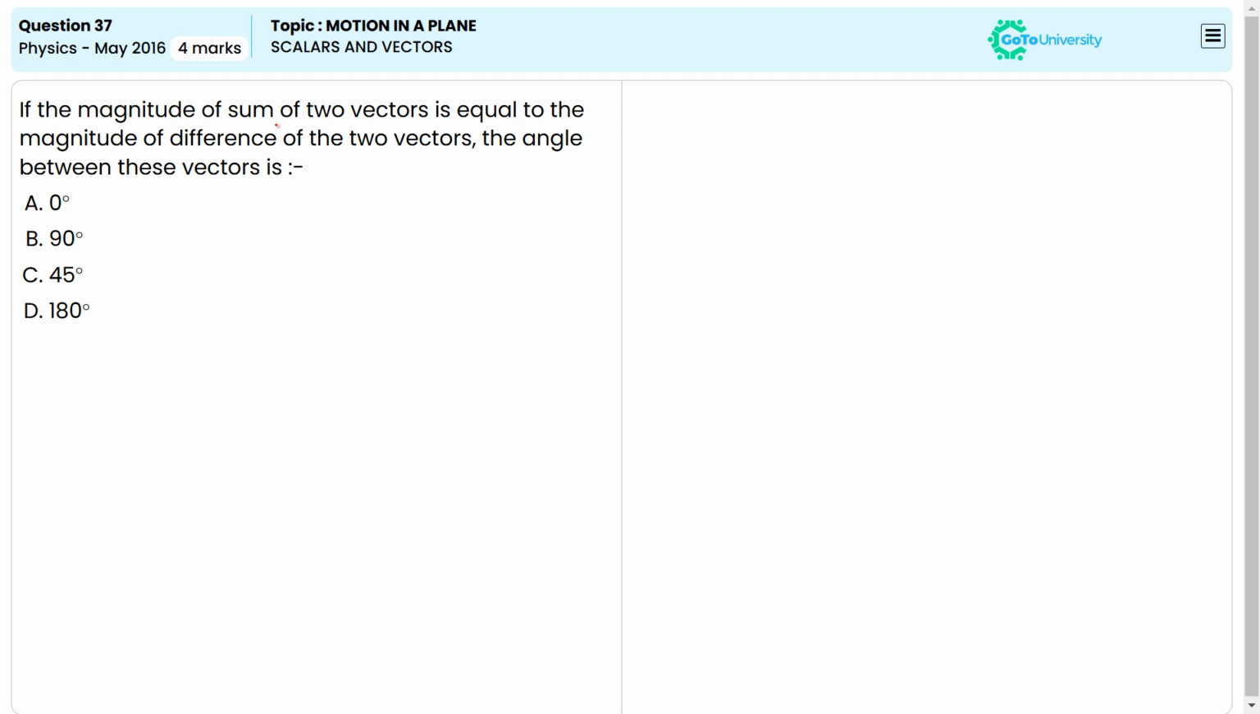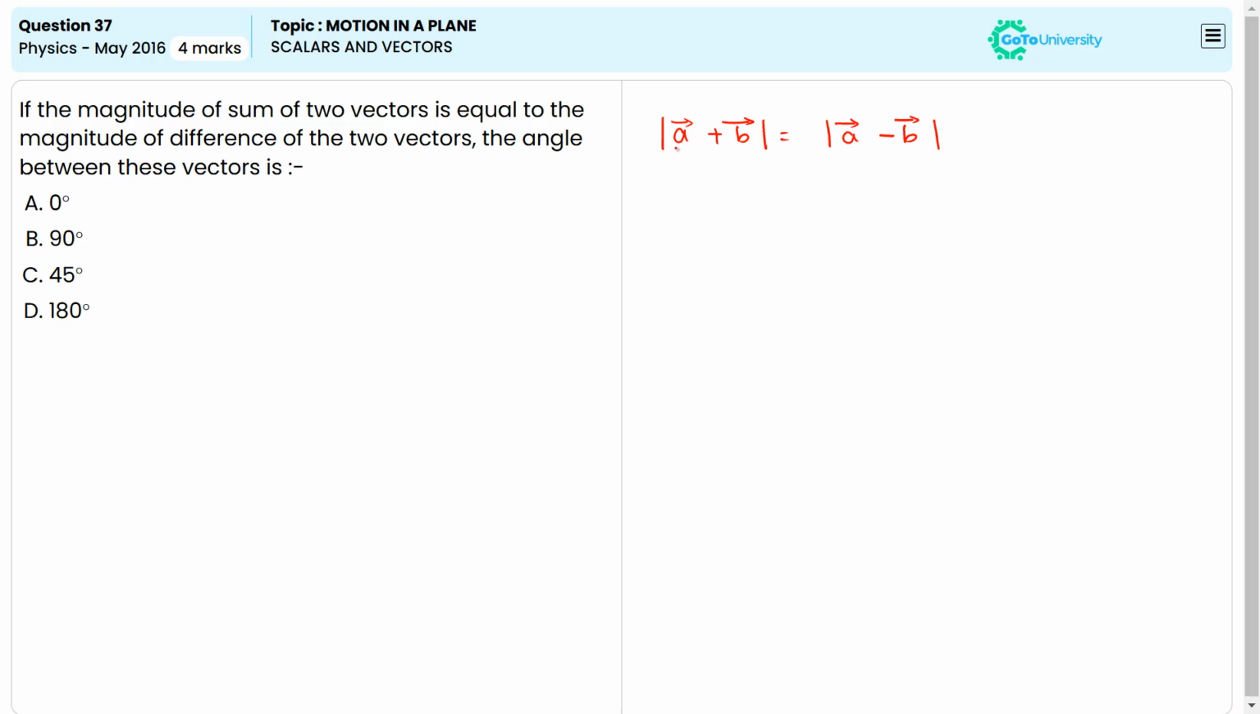If the magnitude of the sum of the two vectors is equal to the magnitude of the difference of the two vectors, the angle between these vectors is, okay. The magnitude of the sum of the two vectors, I am going to write this as magnitude of vector A plus vector B is equal to magnitude of vector A minus vector B.